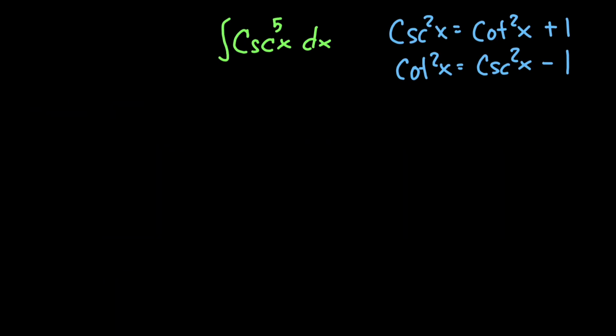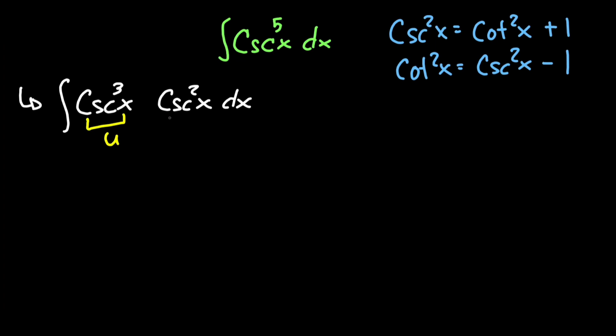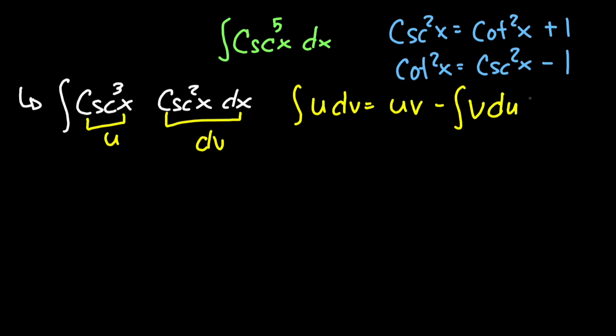Lastly, the integral of cosecant to the power 5x. So once again, we would want to factor out cosecant squared here. And so let this be u and let this be dv. So the formula once again here would be the integral of u dv would be equal to u multiplied by v minus the integral of v multiplied by du.